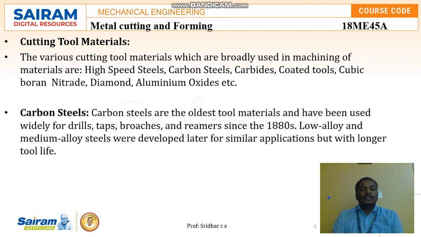The carbon steels are one of the oldest tool materials that have been used widely in the earlier stages, used for drills, taps, broaches and reaming operations since the early 80s. Later, low alloy and medium alloy steels were also developed for similar applications, but to improve the tool life. Earlier the tool life was very low. Now, because we have implemented low alloy and medium alloy steels, we get similar applications with a longer tool life.